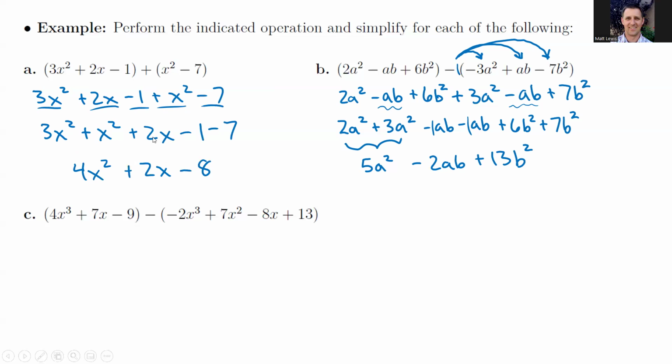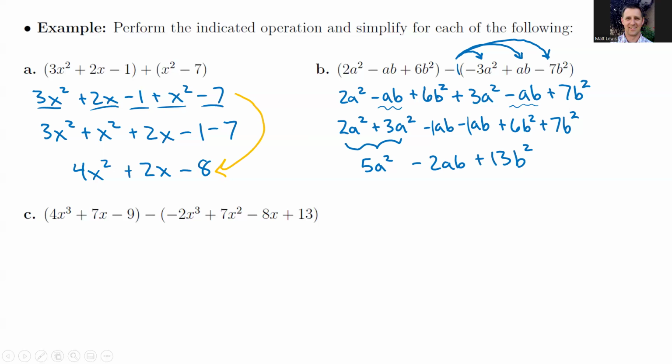Now I should say, the reordering and putting like terms right next to each other is an optional thing to do. It'd be okay just to jump straight from here to here if you're comfortable with that. But it can be helpful, especially the bigger the problem, to put the like terms next to one another.